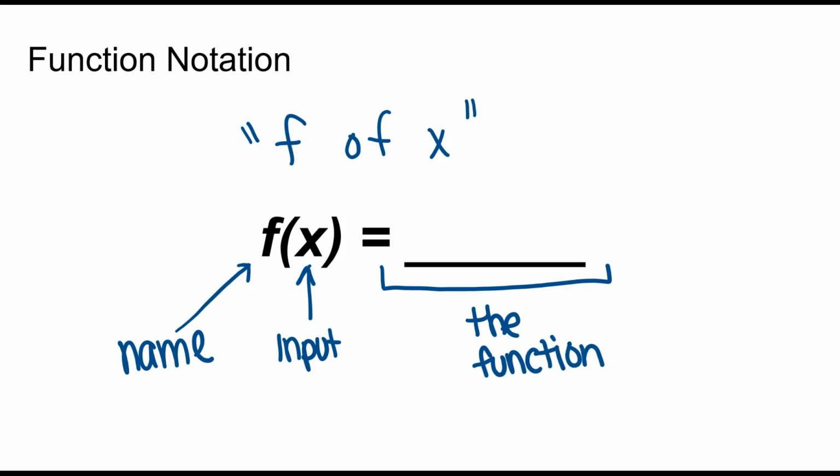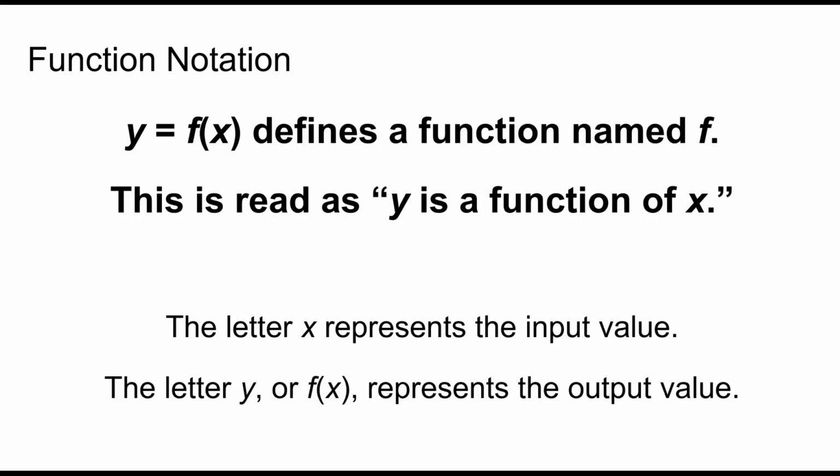So sometimes you're going to see if an equation is a function, they'll use f of x equals instead of y equals so that they can show that this does pass the vertical line test, that this is a function. So y equals f of x defines a function named f. This is read as y is a function of x. The letter x represents the input and the letter y or f of x represents the output value. And this concludes our introduction to functions.